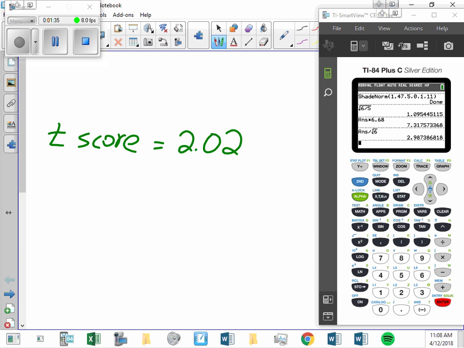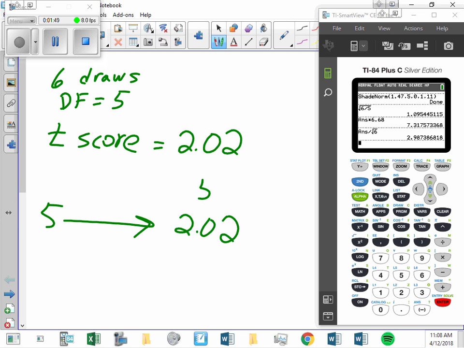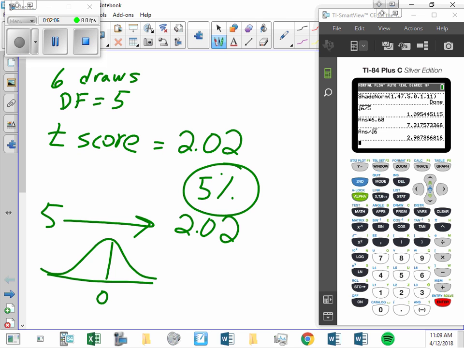Okay. So in this case, I have 6 draws. So my DF is 5. And I go to 5 on the table, and I go across until I find 2.02, and it says 5%. What does that mean? On my normal curve, but this is not a normal curve. This is the student curve, the T curve. So this is 0. And if I go out to 2.02, how much area is in that tail? 5%. That's what it's telling me.